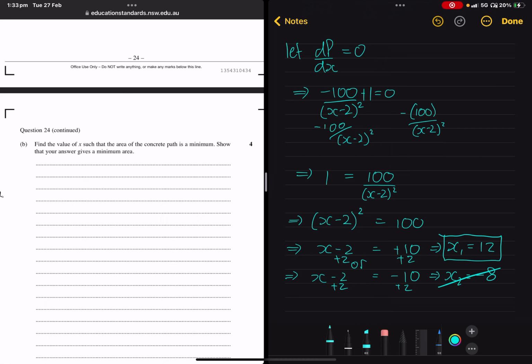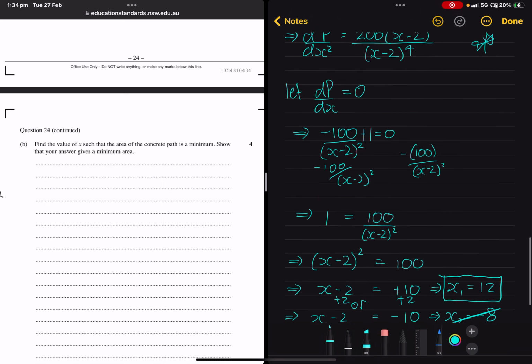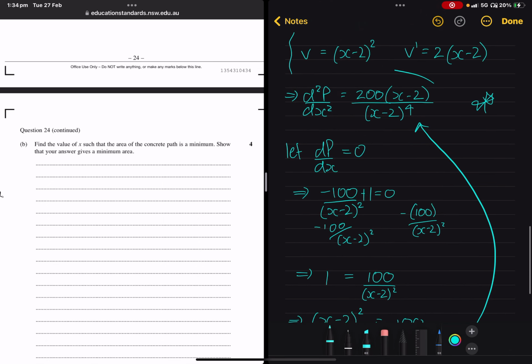Now we are going to plug it into the second derivative, which we calculated up here, in order to work out if this is positive or negative. If this is positive, then it is a minimum. If it is negative, then it is a maximum. This is how second derivatives work.